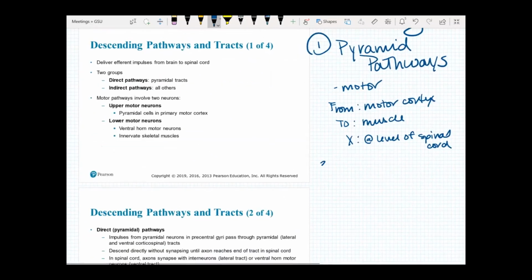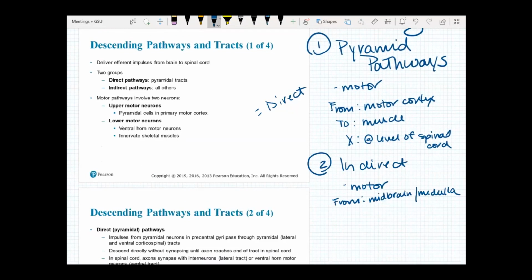We'll explain what that is in a second when we compare. But the second one is going to be the indirect pathway. So the pyramidal is also going to be called a direct pathway. This is called an indirect pathway. And an indirect pathway is also going to be all motor information. It is technically not going to be from the motor cortex, but from the midbrain or the medulla.